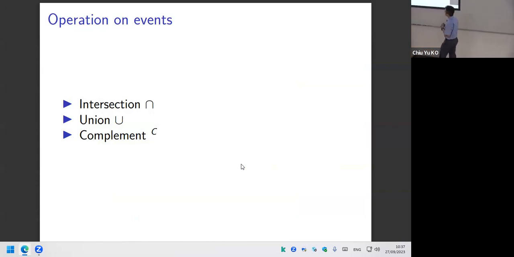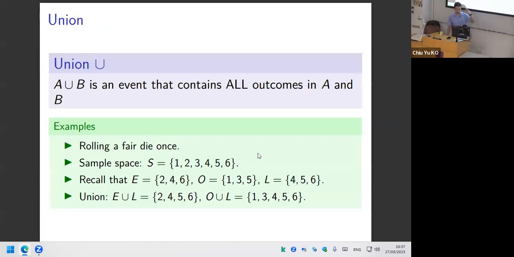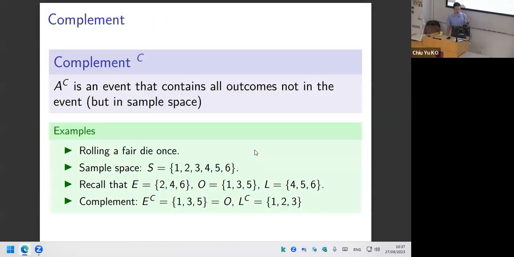And intersection, to remind you, is and, union is or, complement is just not, okay? And just to remind again, intersection is the common element, okay? Union is all outcomes, right? And not is not there, okay?